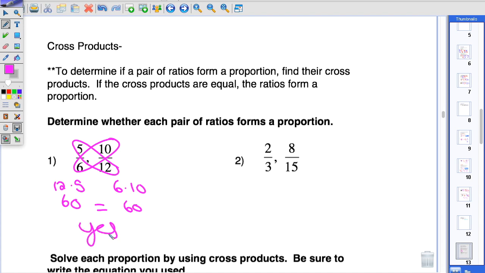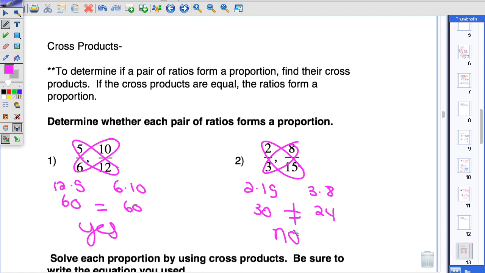In number 2, we have 2/3 and 8/15. So we're going to do our cross products. 2 times 15 is 30. 3 times 8 is 24. Since 30 is not equal to 24, this does not form a proportion.